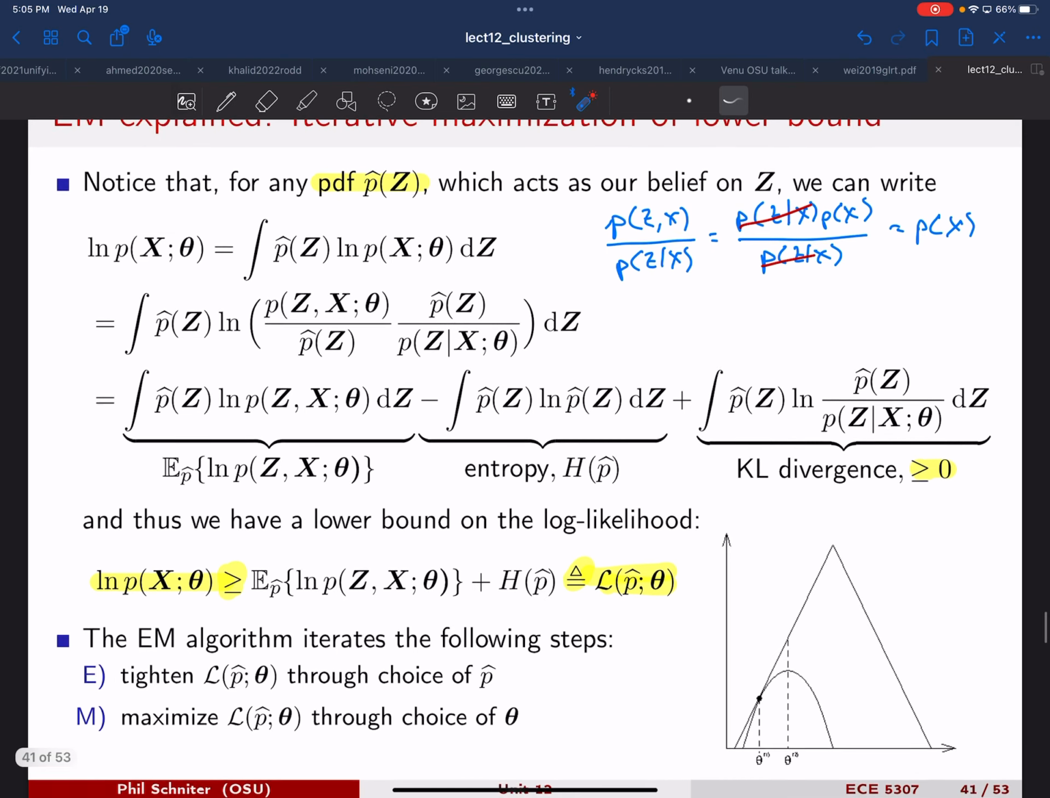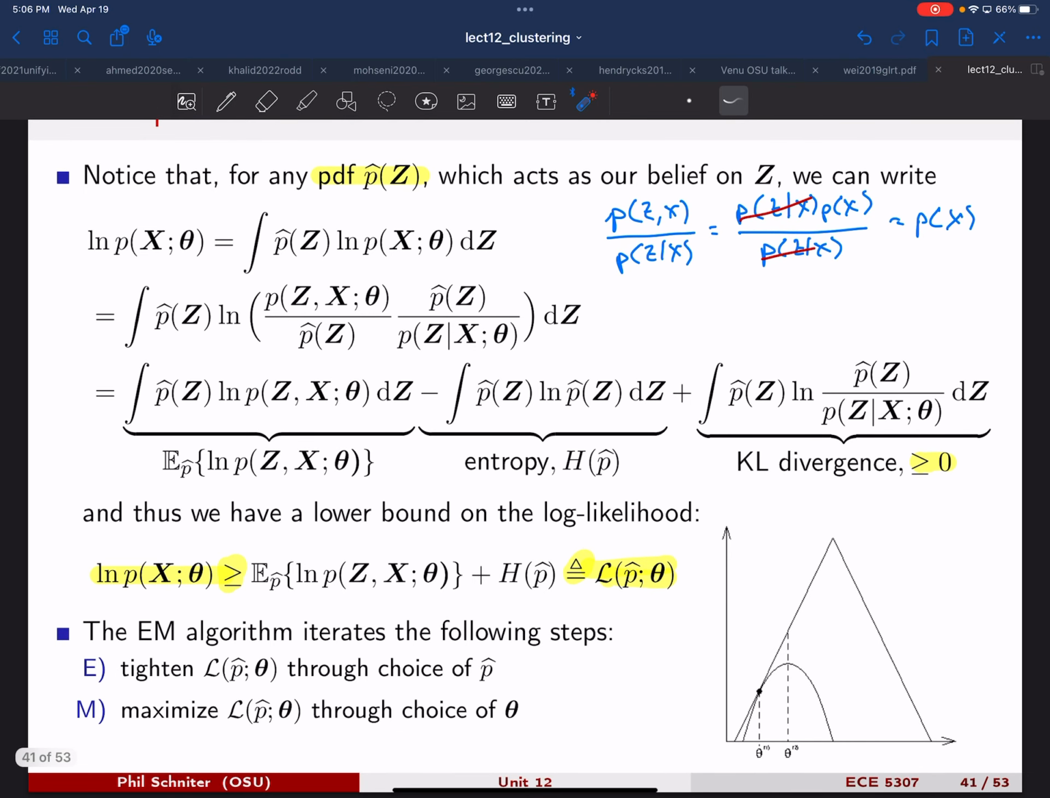term here. And the way that we can understand the EM algorithm working is that it iterates two steps. First, it chooses p hat to tighten the lower bound, meaning let's make these two sides as equal as possible. Let's try to make this maybe an equality. And then second, it's going to choose theta by maximizing what remains. Now you can see that this term doesn't depend on theta, so maximizing theta we can do just with this.